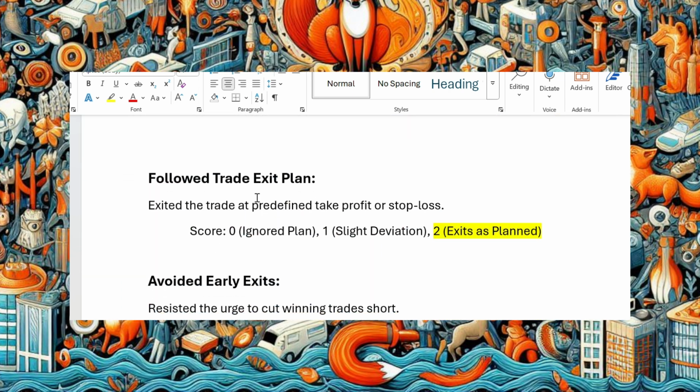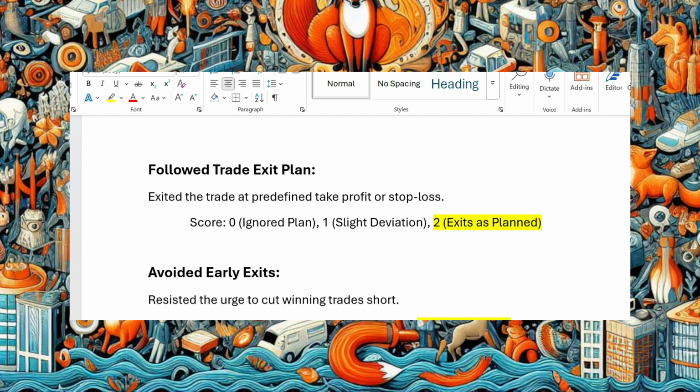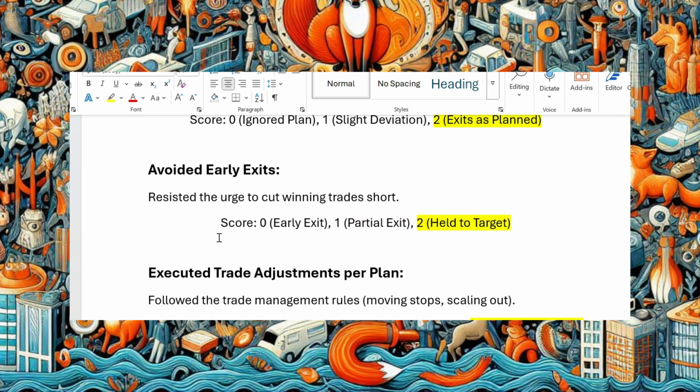Follow trade exit plan. Exit the trade at predefined take profit or stop loss. I exit as planned. Like I said, I moved my stop loss up, and I saved myself. Avoided early exits. Held to target.